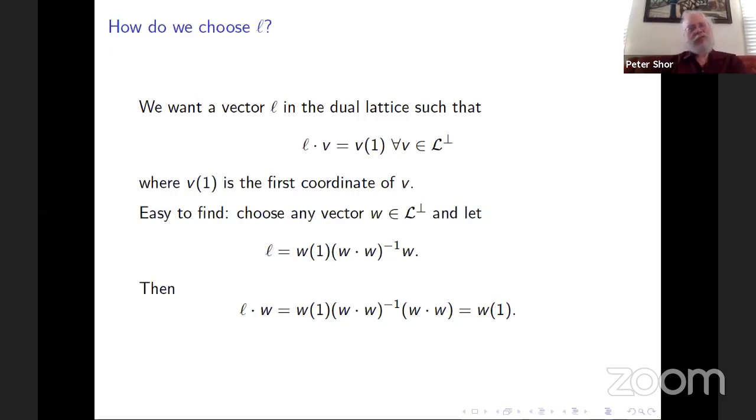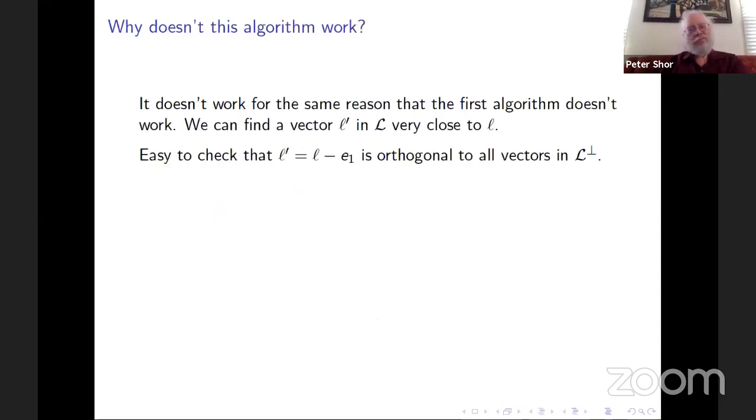Okay, no questions? So this is the second algorithm. It still doesn't work. So why doesn't it work? Well, it doesn't work for the same reason that the first algorithm doesn't work. What you can do is find a vector L prime in the original lattice that is very close to L. In fact, that vector is L minus E1. And you can check that L prime equals L minus E1 is orthogonal to all vectors in the dual lattice.